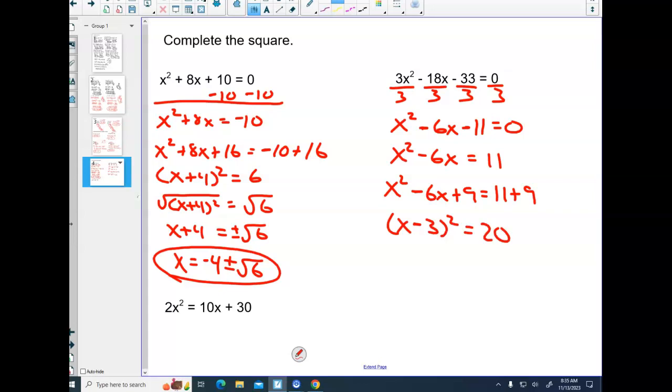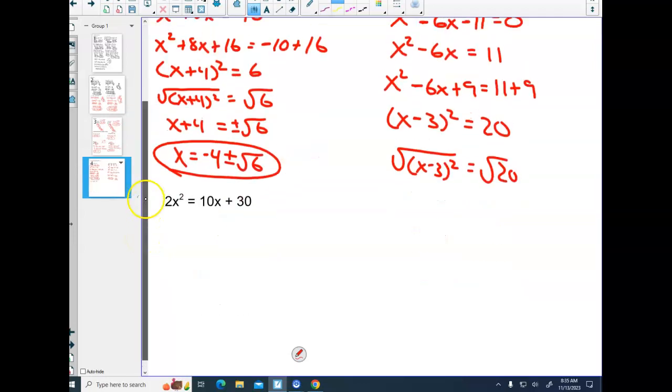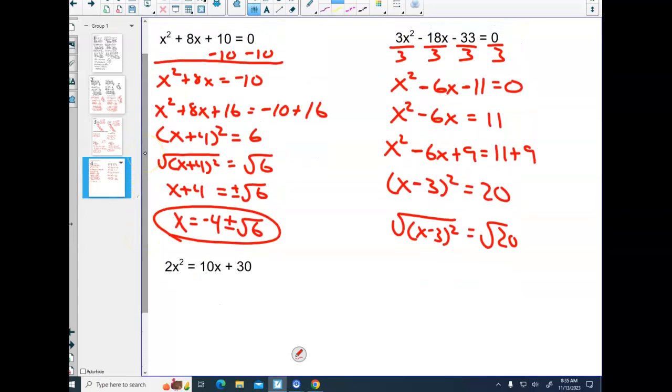And now I'm taking the square root of both sides. Oops. Let's not get ahead of ourselves here. Square root of x minus 3 squared equals the square root of 20. If you can simplify that radical, you must do so. 20 can be simplified. So I have my x minus 3 here, but 20 is 2 and 10, 2 and 5. So that becomes plus or minus 2 root 5. And then we finish by adding 3 to both sides.